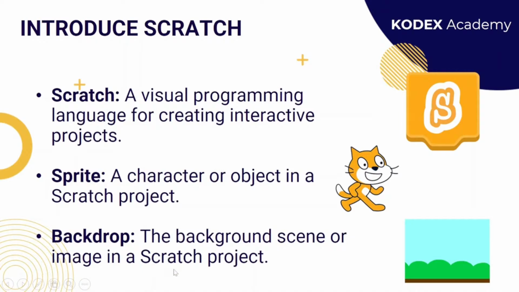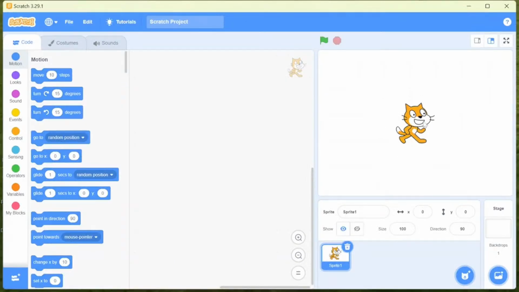So here we are. Here you can see this cat. This cat is nothing but a sprite. You can see it's mentioned Sprite 1 here, and this is the sprite name. You can write your own sprite name as per your requirement. Now suppose you want to choose more sprites, more characters or objects.